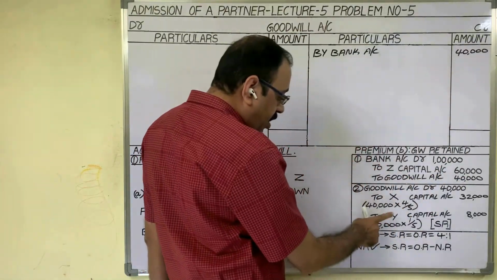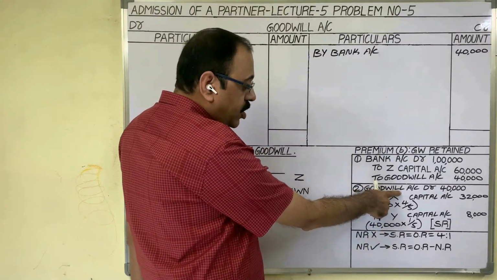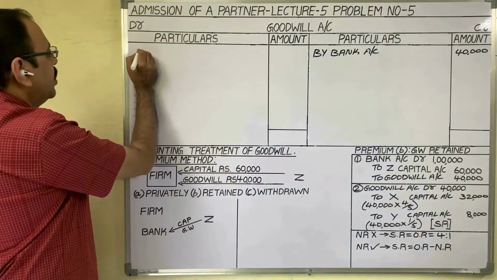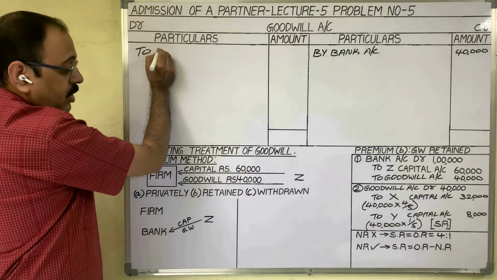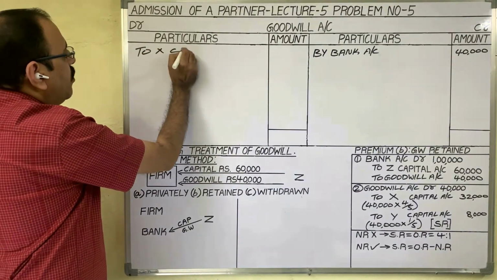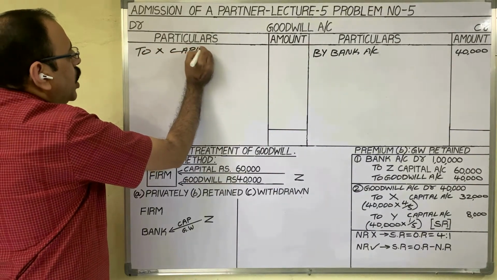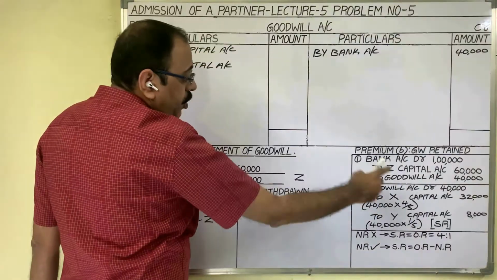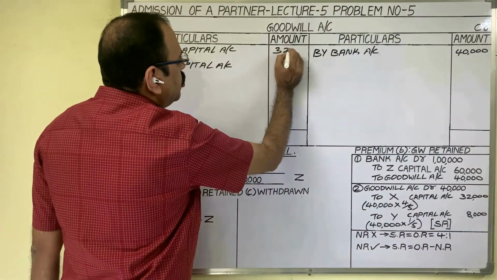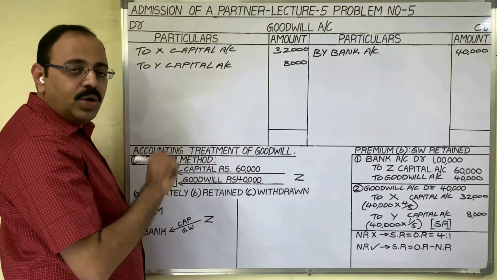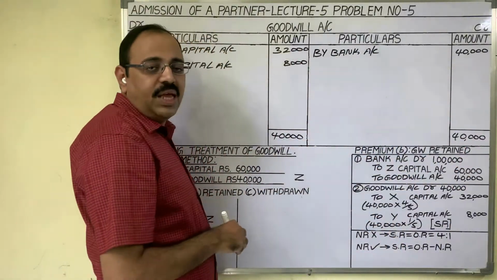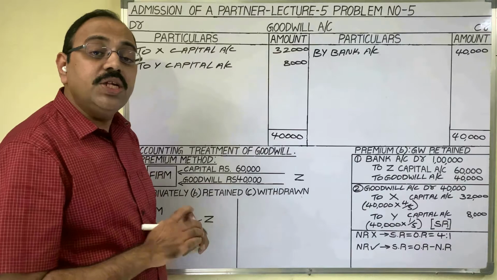Come to the second entry, goodwill account is debited. So on the debit side we have to post this entry. On the credit side we wrote X capital and Y capital. These two account names we have to write here: 32,000, 8,000 rupees. Now put the totals on the two sides. The two sides' totals are the same, which means the goodwill account is closed.